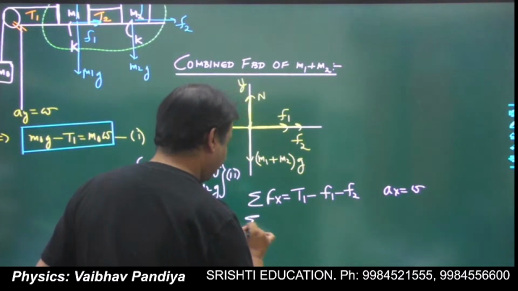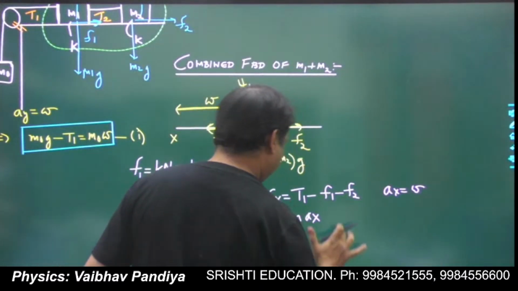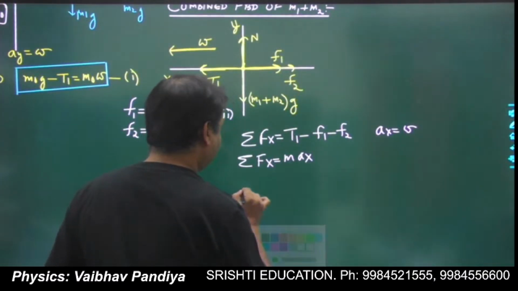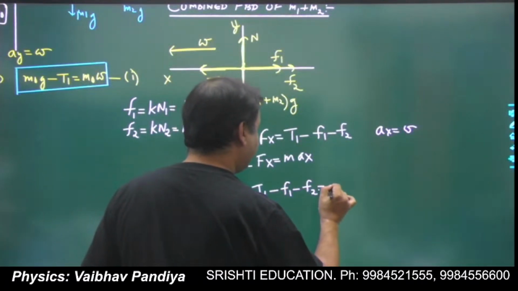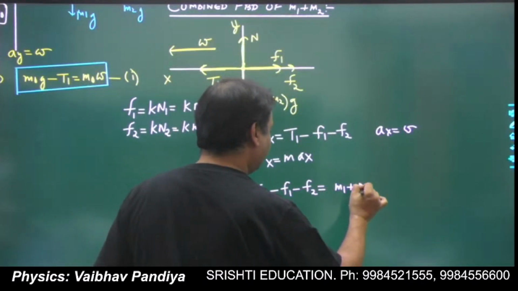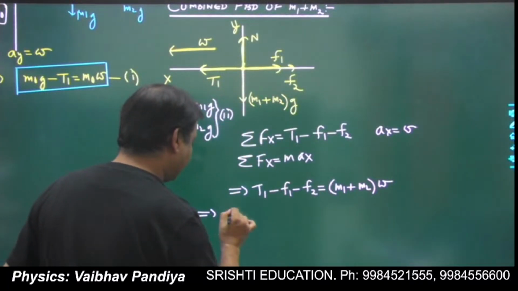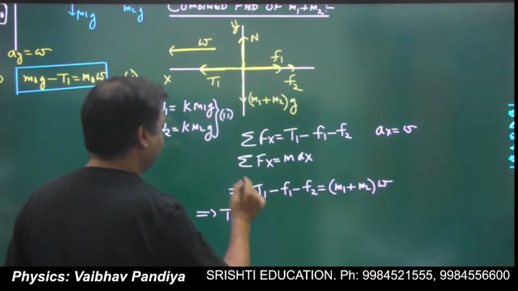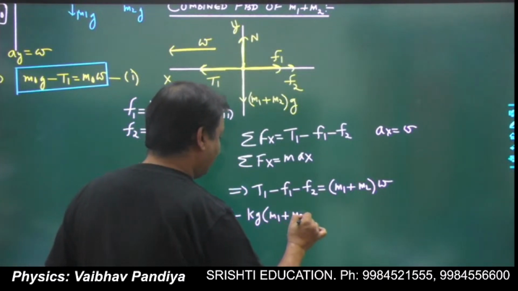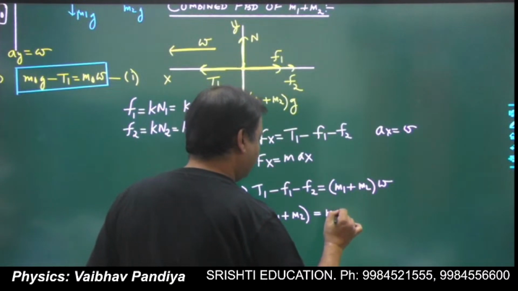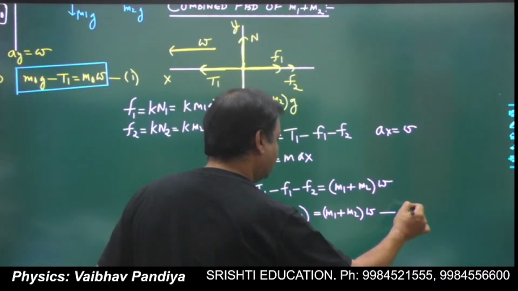So apply Newton's second law on x-axis, sigma Fx is ma. So I will get the equation T1 minus F1 minus F2 is (m1 plus m2) times W. So I will put the value of T1 in F1 and F2. So it will be k g (m1 plus m2) equal to (m1 plus m2) times W. Let it be equation number 3.